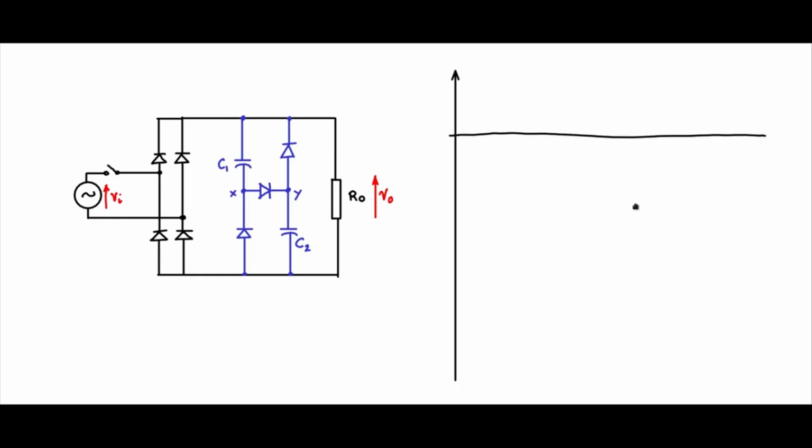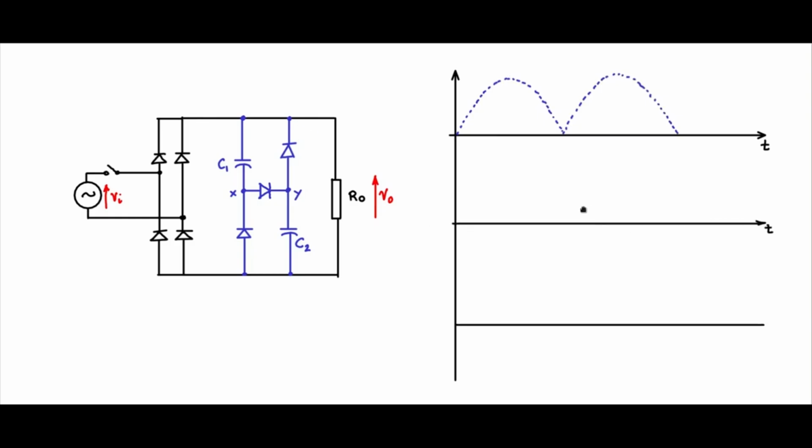Let me draw the waveforms. Let me put in the rectified waveform at this point if it was only resistance connected. Let me draw two more time x-axis. One will be Vy. Vy is the voltage across C2. Note that voltage across C2 and voltage across C1 will be exactly same if C1 and C2 are same values.